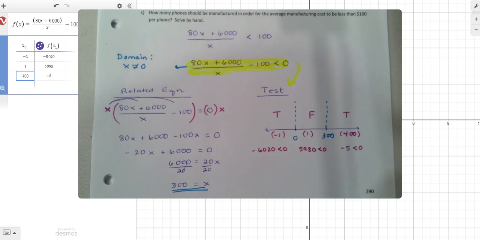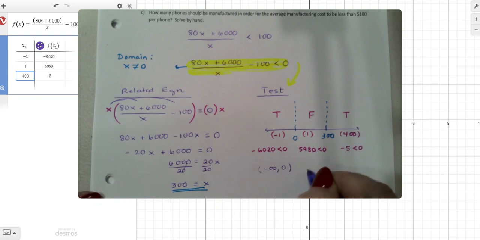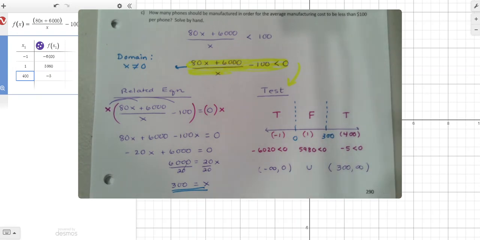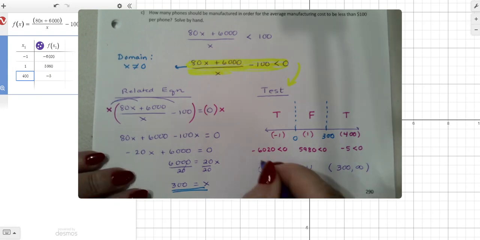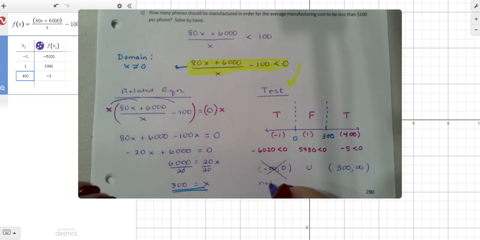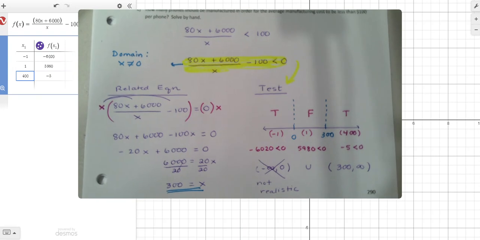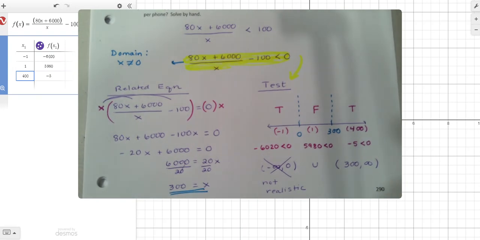Technically speaking, my answer to this inequality would be from -infinity to 0, and then from 300 to infinity. But if I think about what I'm doing here, right, my question was, how many phones should I make? Negative numbers of phones are not realistic. So what this is really telling me is I should make more than 300 phones.